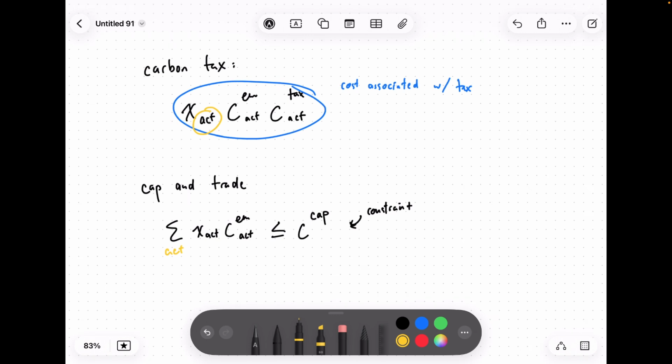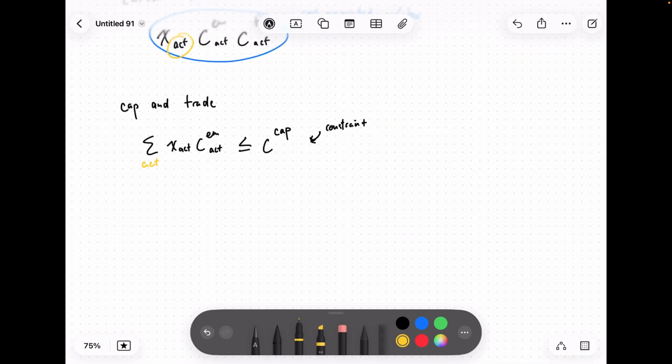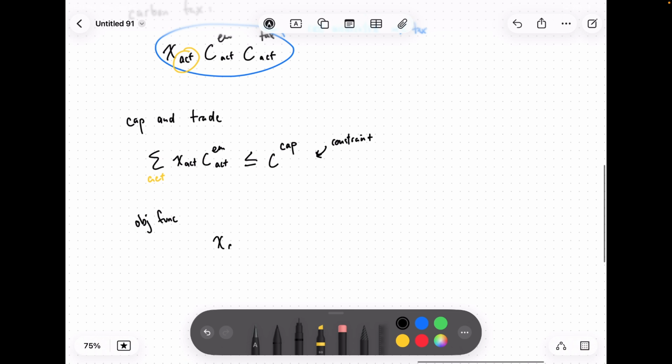I guess it depends on what you're looking for, right? So here, I think the way you would represent this in your optimization objective function is a little bit more complicated, because how would we do this? We would basically be saying you have some allowances which have some costs associated with them, right? So X activity, C allowance for any particular activity times the cost of those allowances.